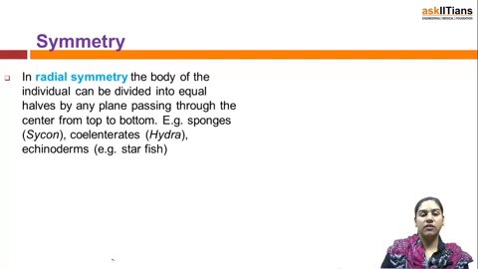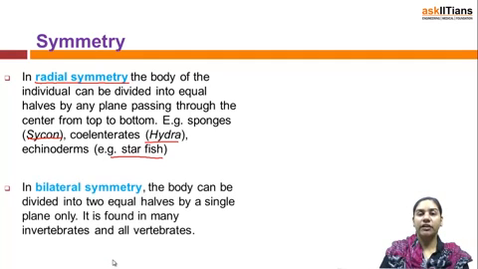In the radial symmetry, what happens is that the individual can be divided into two equal halves by any plane passing through the center from top to bottom. And examples include the cyclone, which is a sponge, hydra, which is a coelenterate, and starfish, which is an echinoderm.